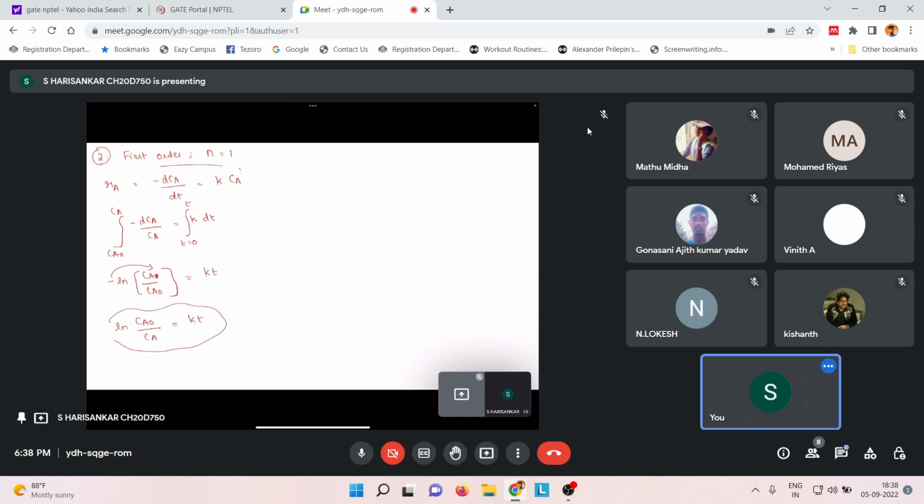Right. If we want to take the exponential of this to eliminate the logarithm or ln term, we can take the exponential of this and we'll get the final equation. From this equation, we can get Ca is equal to Ca0 e raised to minus kt.